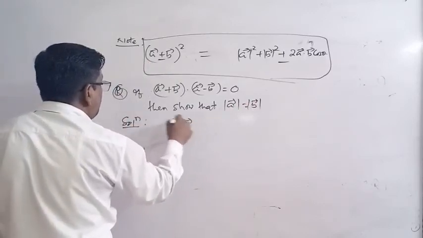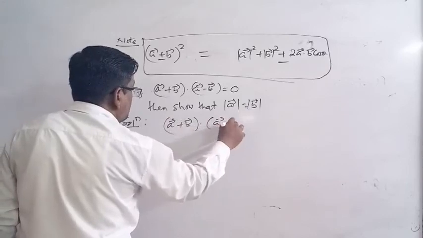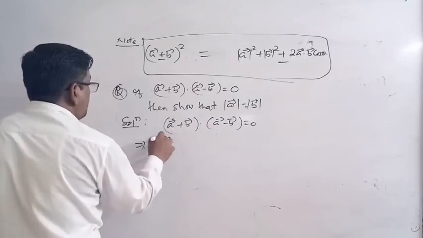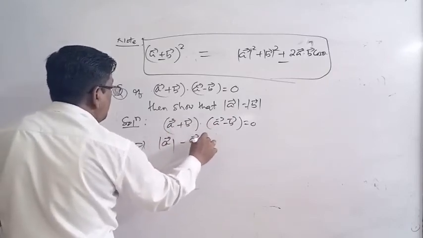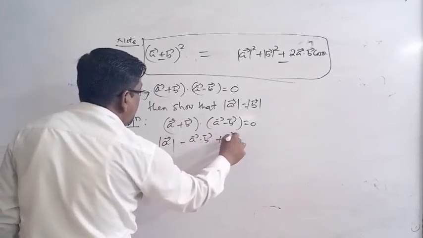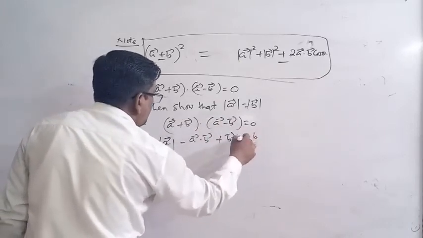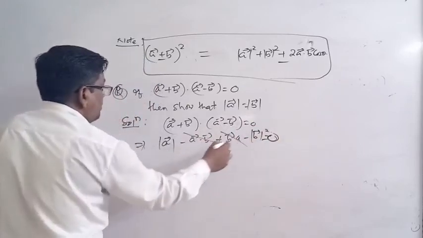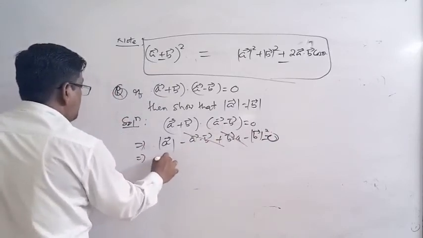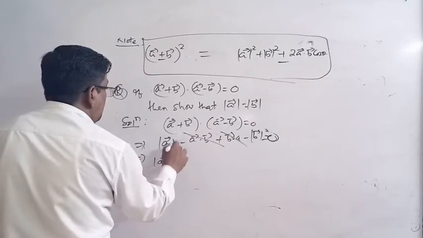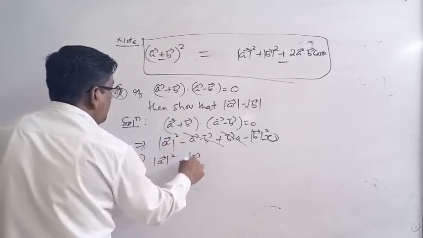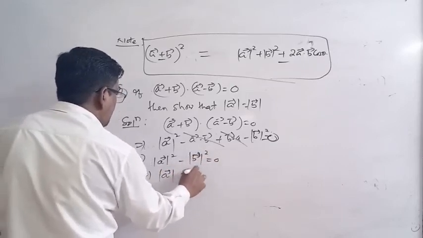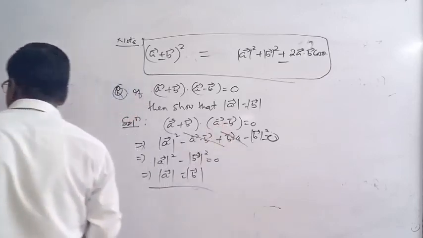A plus B vector dot A minus B vector is equal to 0. So A dot A means magnitude A square, minus A dot B, plus B dot A, and B dot B, that is minus magnitude B square, is equal to 0. A dot B is equal to B dot A, so they cancel. So magnitude of A square minus magnitude of B square is equal to 0. So magnitude of A is equal to magnitude of B. Okay, now another question.